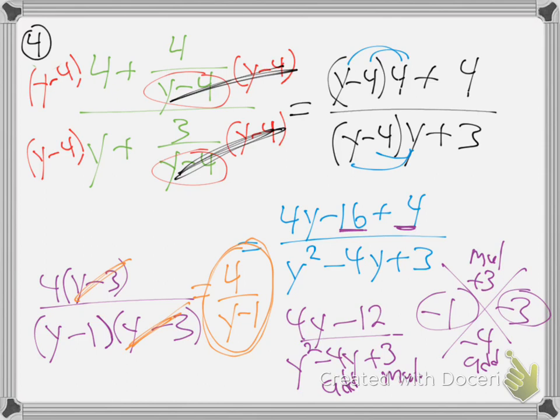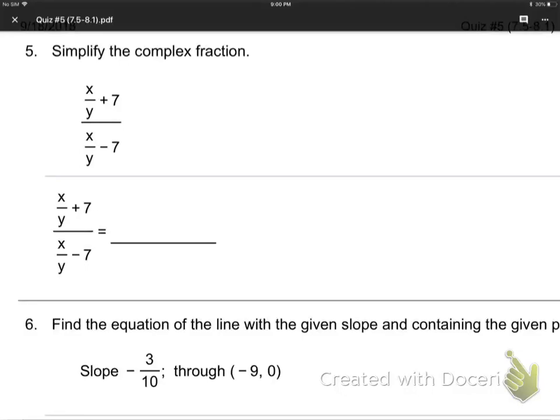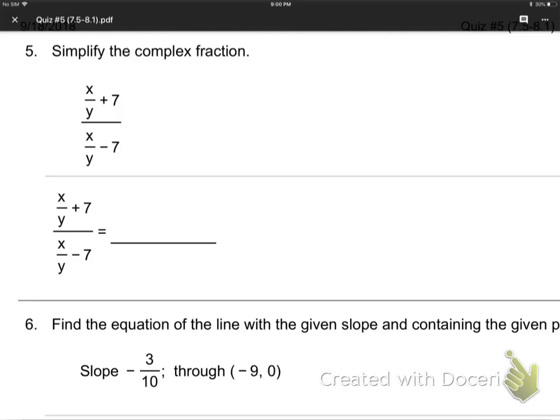Let's try one more. All right, so try number 5, where I can just make it a little cleaner here. So number 5, x over y plus 7, over x over y minus 7. All right, so try that one. Again, they want you to clean it up so it's not a complex fraction. It's not messy fractions over fractions.